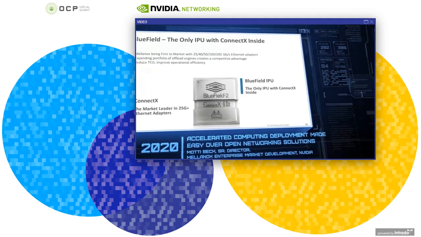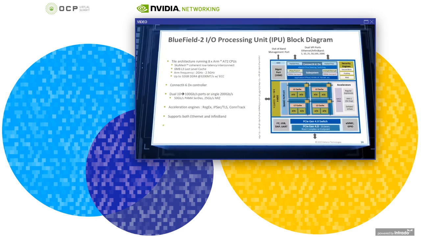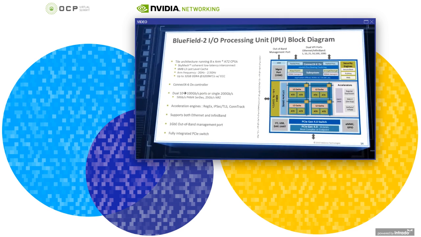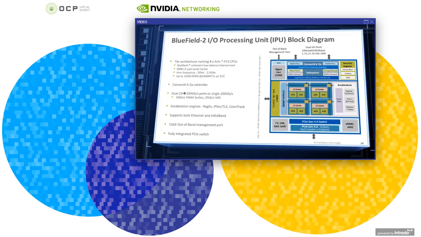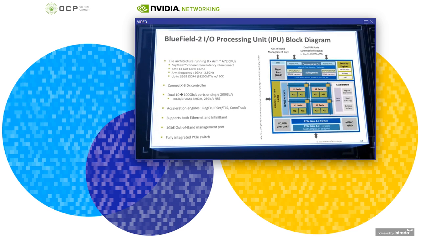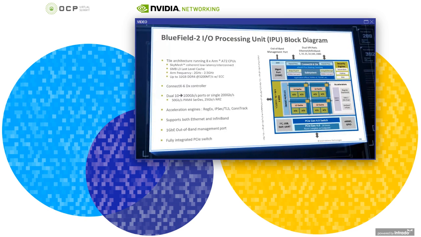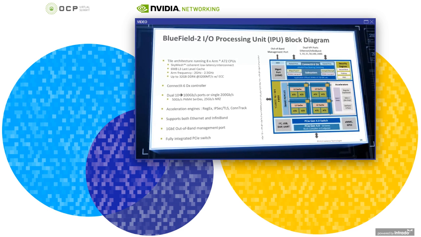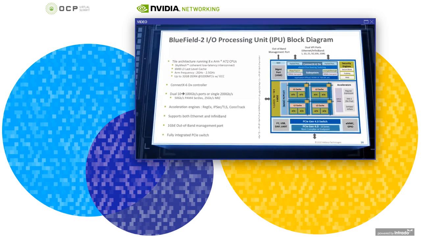And this is actually the block diagram of the newest ones that we are just going to deliver to the market. It has up to 8 cores of ARM A72. Each one of them can run at 2.5 gig. There is the ConnectX-6. There are the cores. There is the PCI switch. PCI, by the way, Gen 4, 16 lanes.